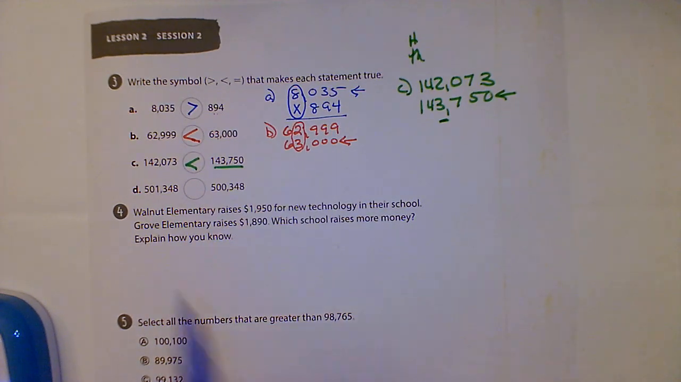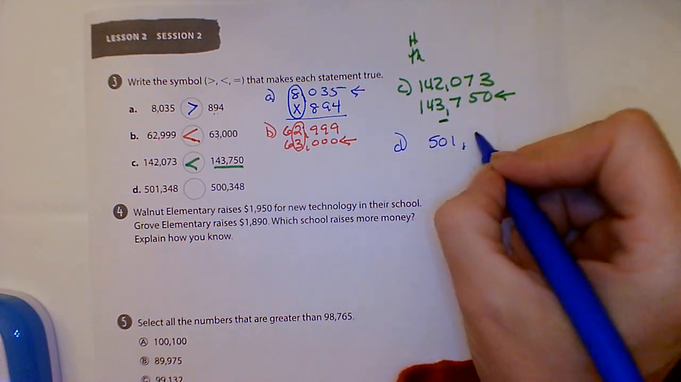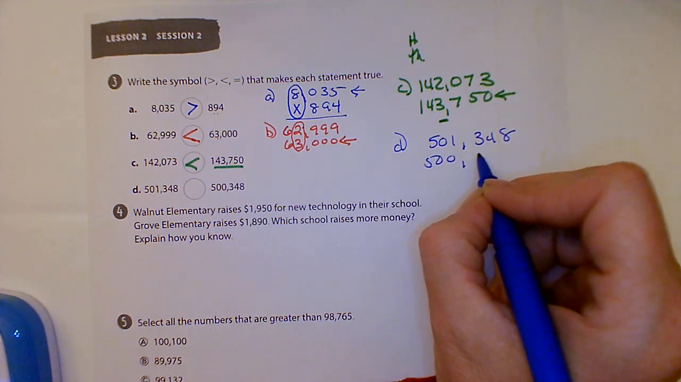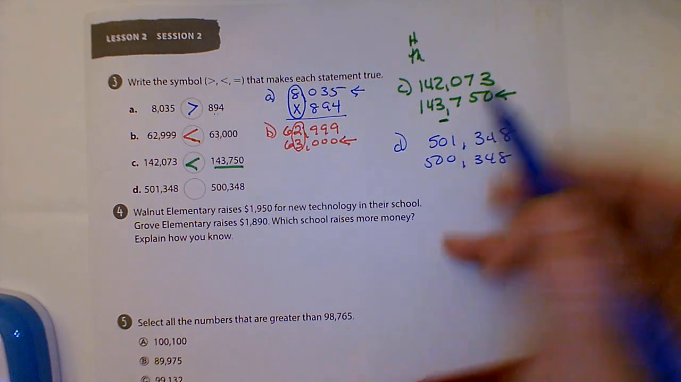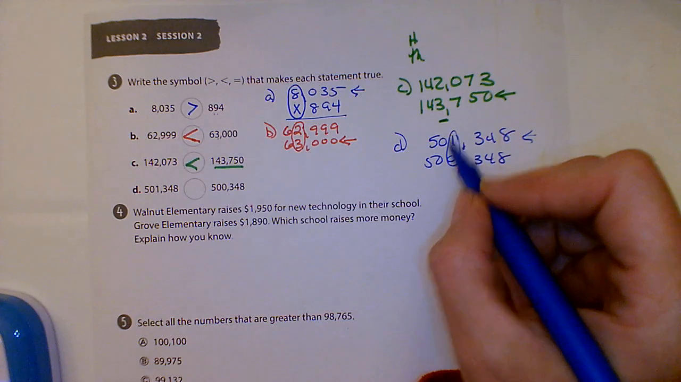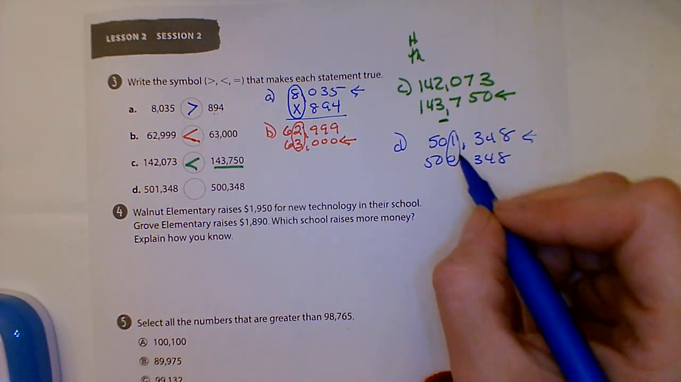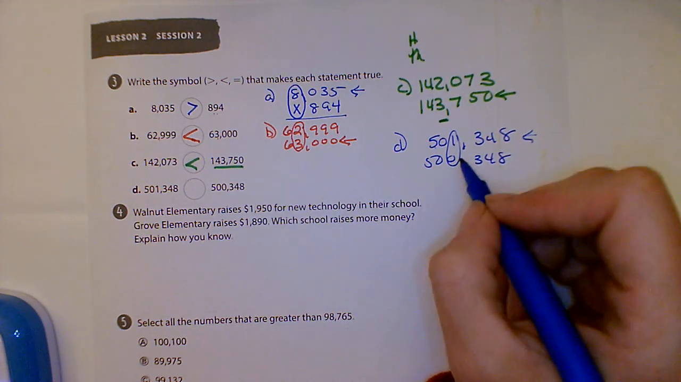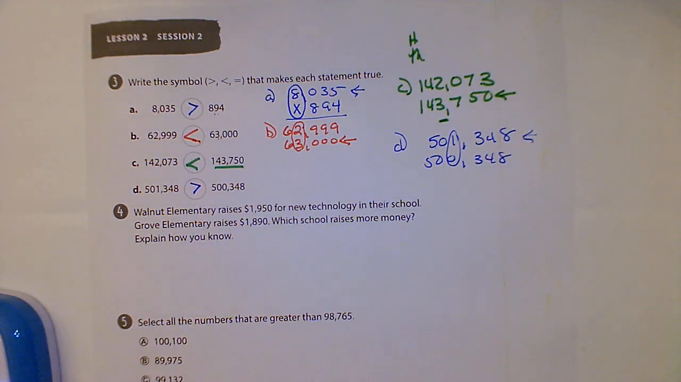So let me stack them. So this is D. I have 501,348 being compared to 500,348. And if you take a look, this is right where the differences are, and this guy wins. So these are the same size, these are the same size, right? 500,000s is equal to 500,000s, 0, 0, but 1,000 is definitely greater than no thousands. So that guy's bigger. So we can go ahead and make the alligator eat that number.